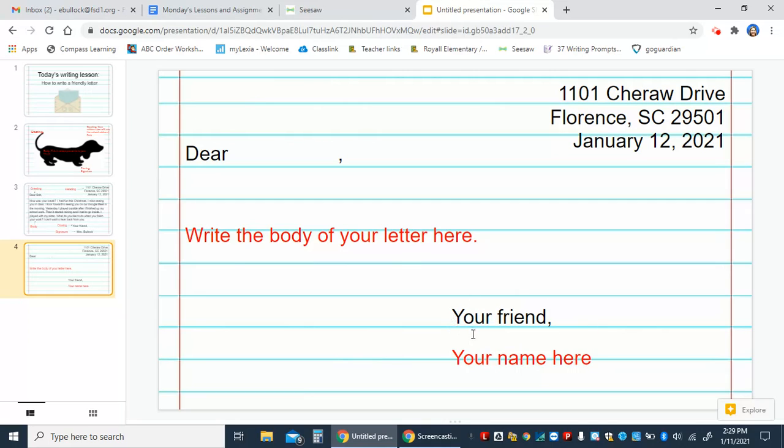You can come down for your closing, and I've already written your closing for you in black. It says your friend. You'll put your comma, and then you do your signature next. So that's why I put your name here in red. So when you get ready to start your writing, I want you to go back in the video to find this page so that it can help you with your journal writing to do your letter.